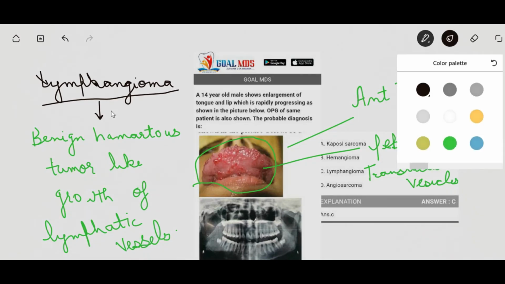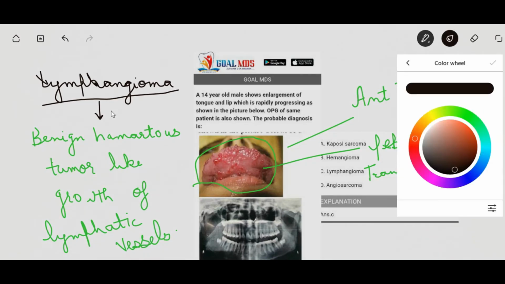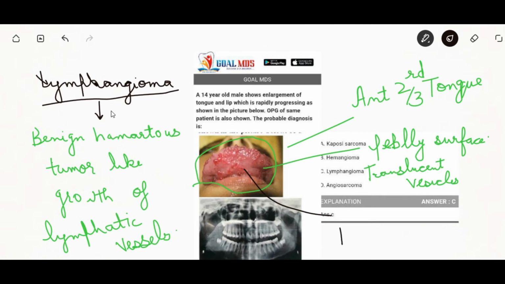So what is the treatment of this lymphangioma? When required, treatment usually consists of either surgical excision or percutaneous sclerotherapy. So it has a pebbly surface that resembles a cluster of translucent vesicles, just like the appearance of frog eggs. That is a characteristic feature of lymphangioma.